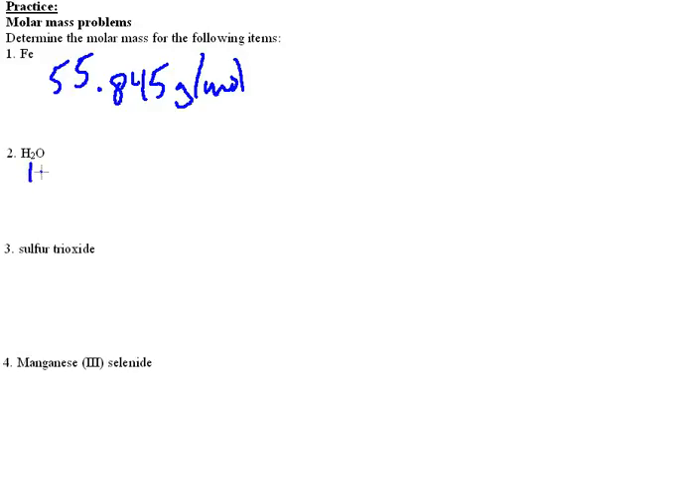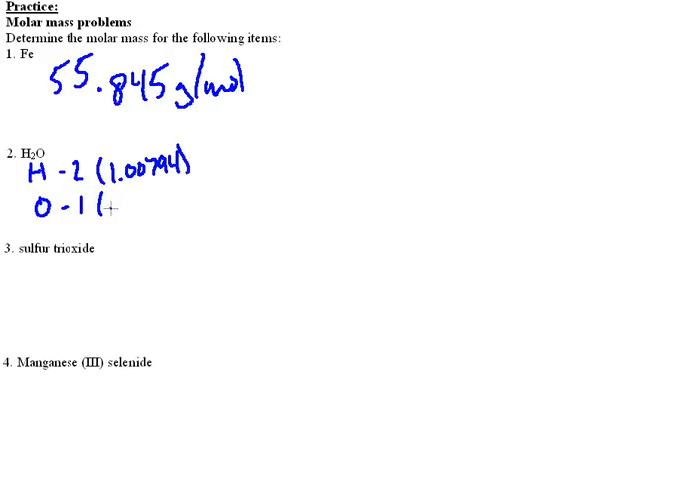H2O, good old water. This makes it a little bit more difficult. So we've got hydrogens and we've got oxygens. For our hydrogens, there's 2 of them. For our oxygens, there's 1 of them. The molar mass of hydrogen is 1.00794 grams per mole.